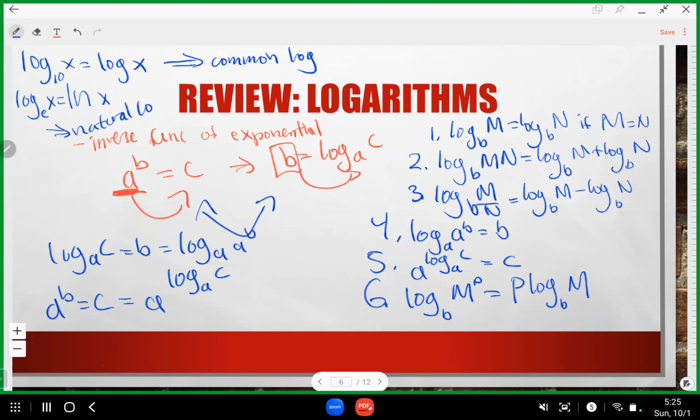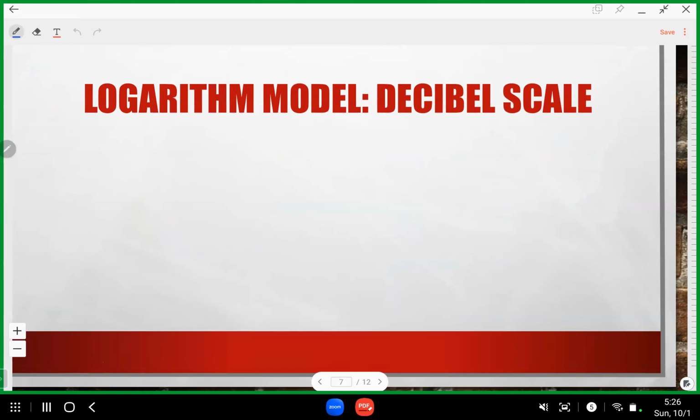Right, so now let's go over some logarithm models with the decibel scale. Okay. So also, before I do anything, I do want to note some common mistakes that are made. So here are some common mistakes that are made.